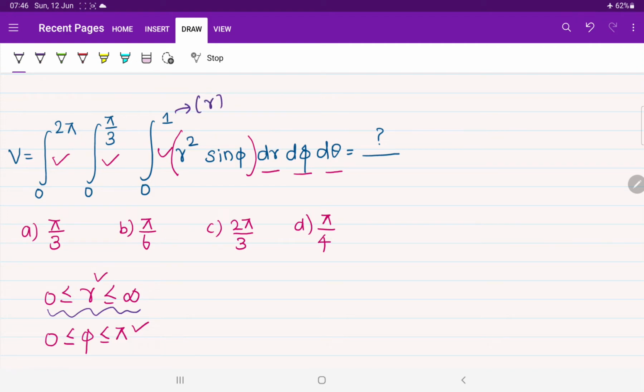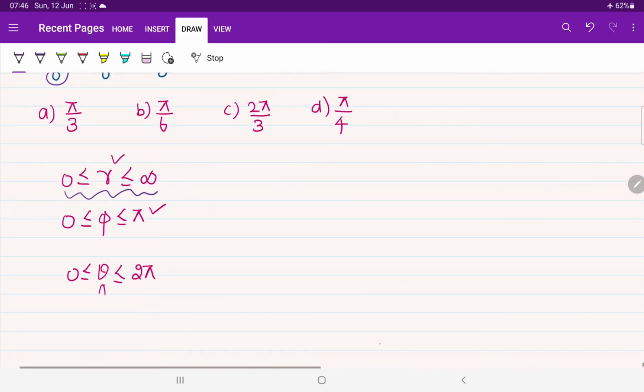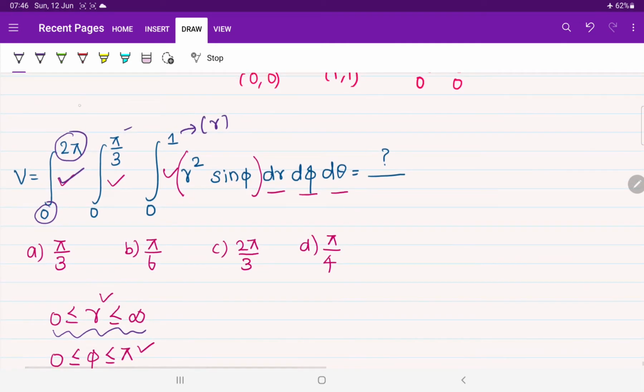And second, if you observe any value between 0 to pi, instead of focusing on the second limit, let me focus on the third limit to get clarity. The third limit is clearly traveling from 0 to 2 pi, which is only for theta. So the third limit automatically goes for theta. The first limit already went for r, the third limit is going for theta, then the second limit obviously is targeting phi only. After understanding this, it is very easy to integrate this function.